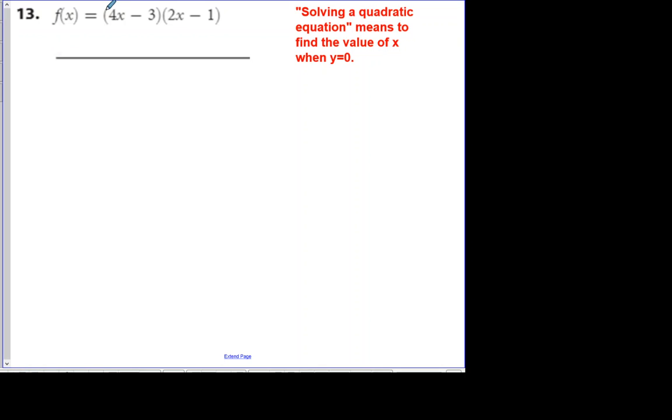Alright, 13. You've got function notation, but that's still the same thing. f of x, remember, is your y value. So if I want to solve this, what does y need to be? 0. y needs to be 0, exactly. So your first step would be to make y equal to 0, and then write your equation.